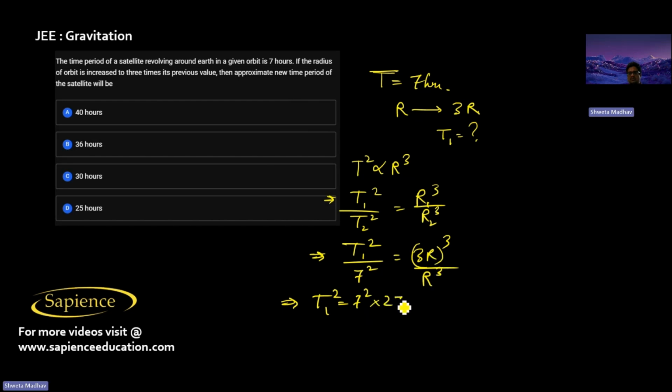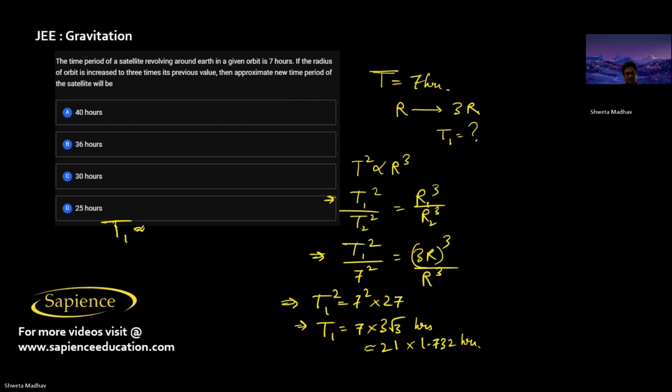27. So 7 square into 27. So T1 will be equal to 7 into 3 root 3 hours, which is approximately 21 into root 3, which is 1.732 hours. So T1 will be approximately 1.732 into 21, which is approximately 36.37 hours, which is approximately 36 hours. So the approximate new time period of the satellite will be 36 hours. So option B is the correct answer.